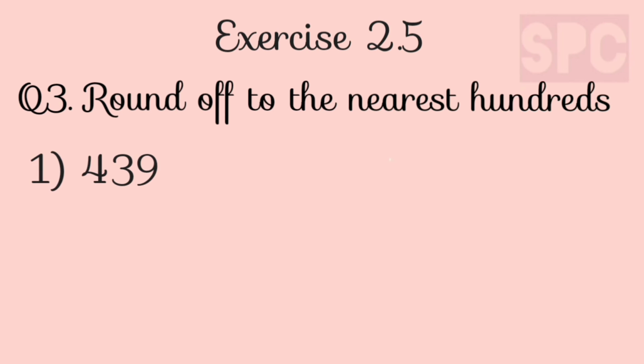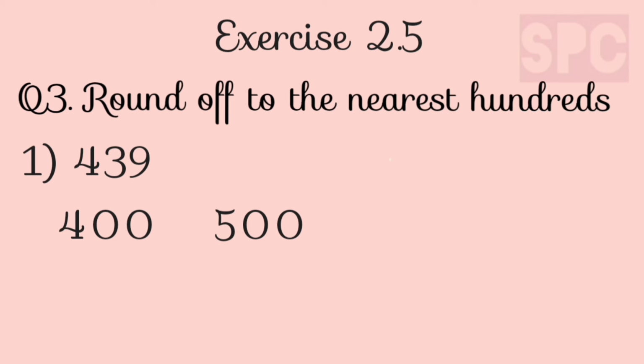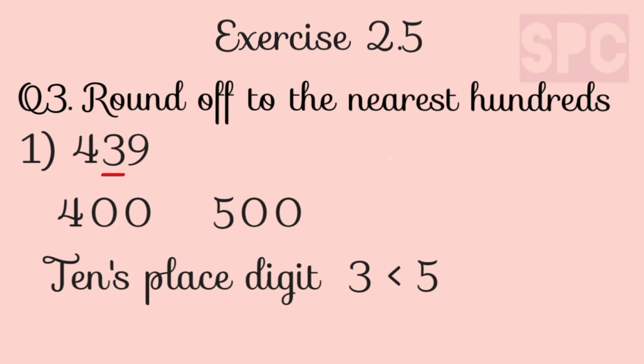Now let's understand how to round off any number to its nearest hundreds. First example, 439. Now this number 439 lies between 400 and 500. Here we will take the numbers in hundreds, not in tens. So this number lies between 400 and 500. Now to round off this number, we will see the digit at tens place. Now the digit at tens place is 3, which is less than 5.